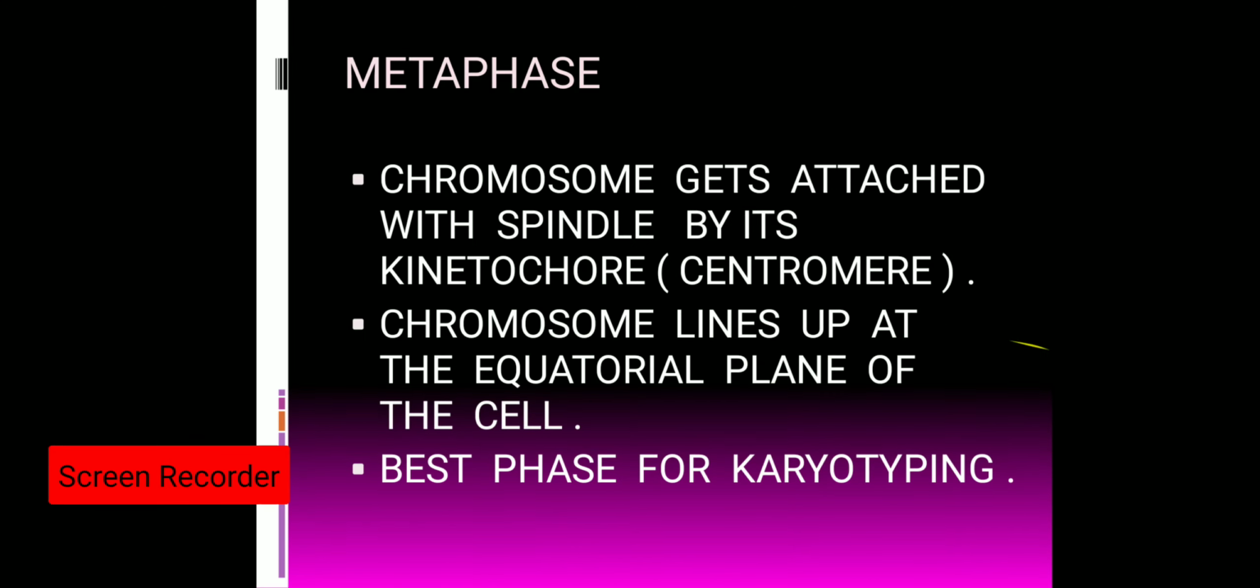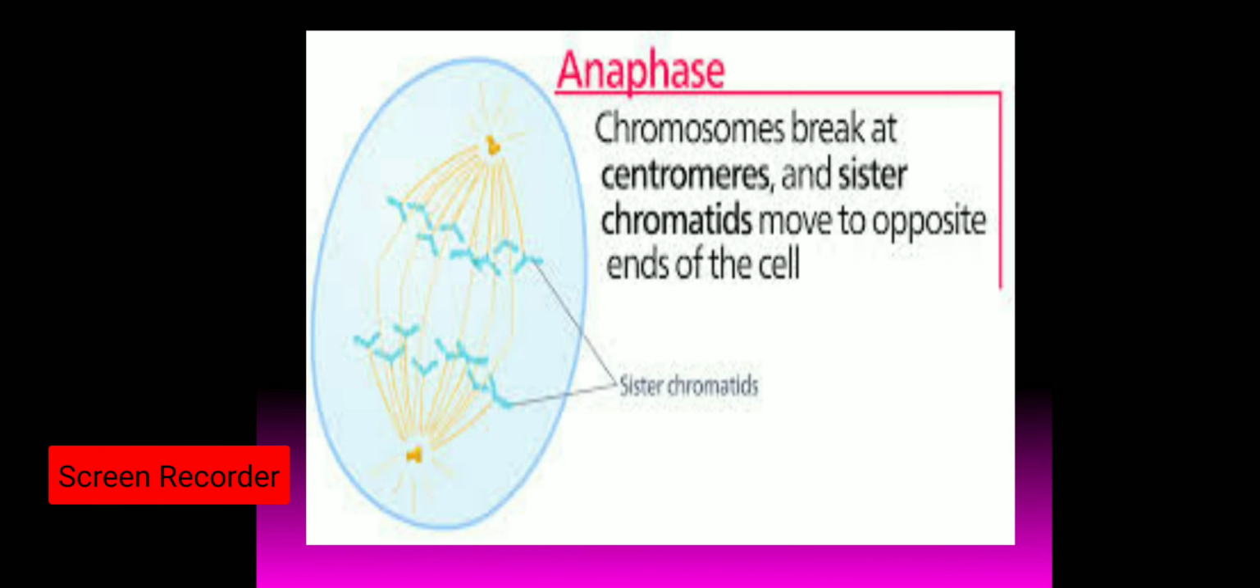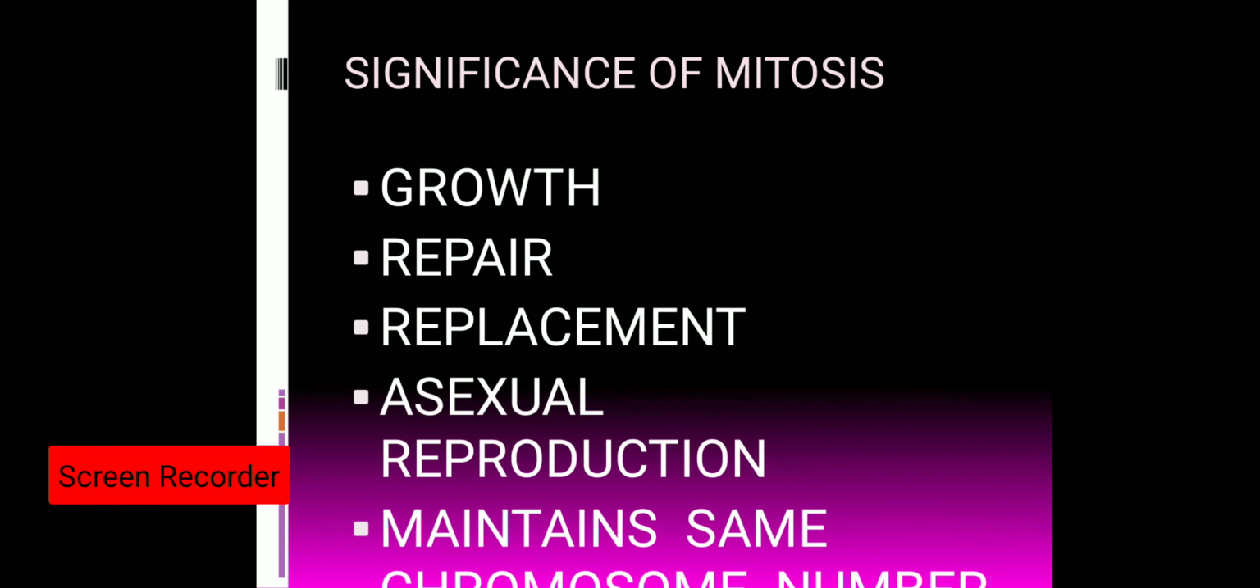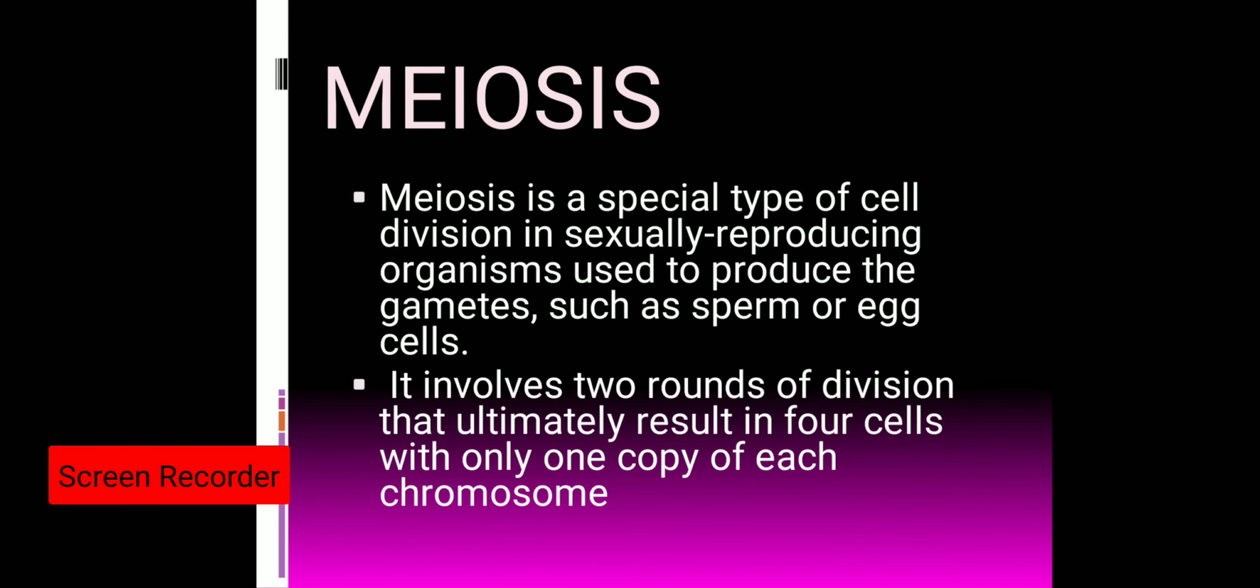Today we are going to start with another type of cell division, and that type of cell division is known as meiosis. So meiosis is a special type of cell division which occurs in sexually reproducing organisms. Why is it said sexually reproducing organisms? Because this type of cell division occurs in the reproductive cells or the germinal cells, and the germinal cells are also known as gametes.